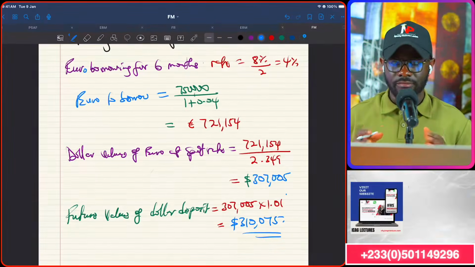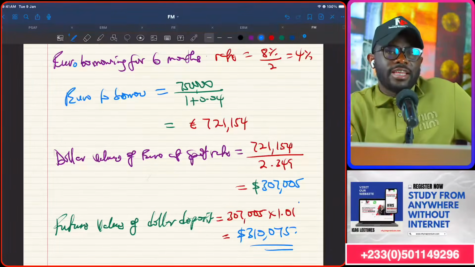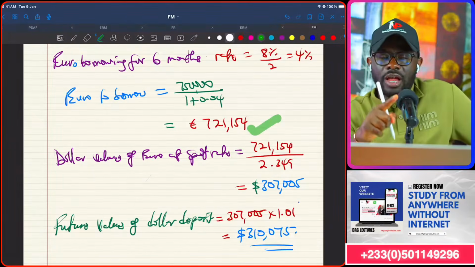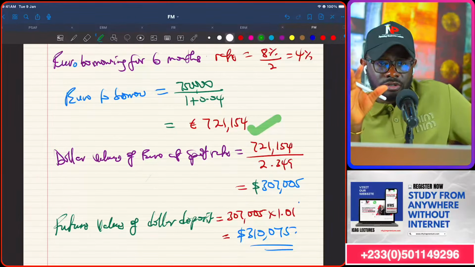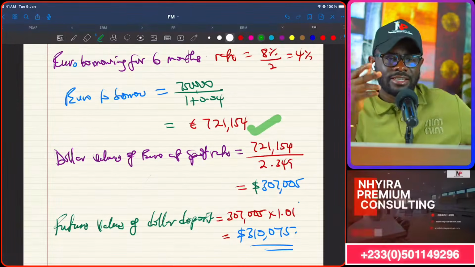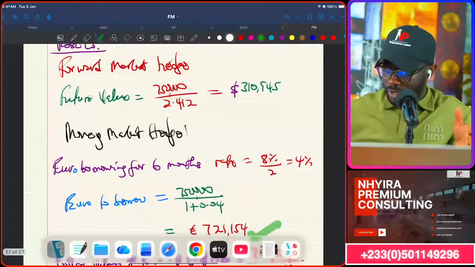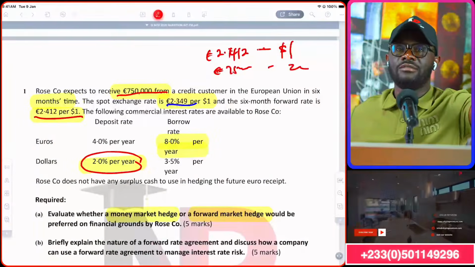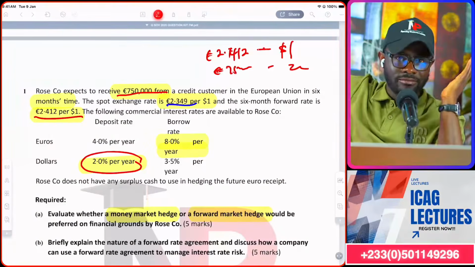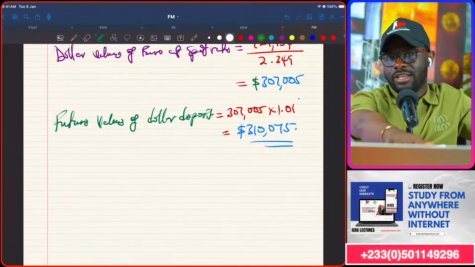So get an image here. What are we doing in the money market? As I said, the ideology is this. Right now we borrow 721,154 euros from the bank. The idea is that in 6 months' time, the interest will accrue up to the money we are due to receive from the credit customer, 750,000. So that when you get that money, you give it to the bank. Then we liquidate our investment and we will get 310,075.